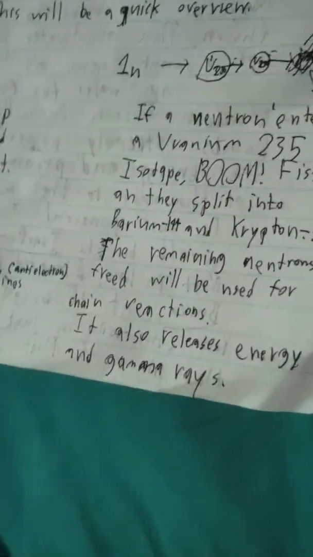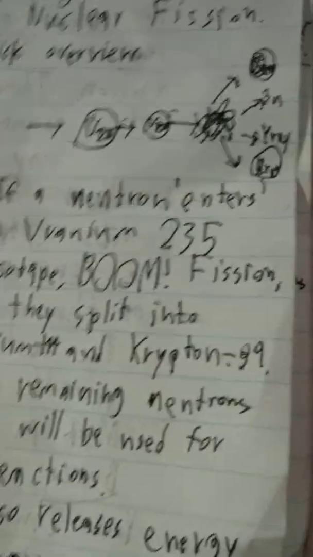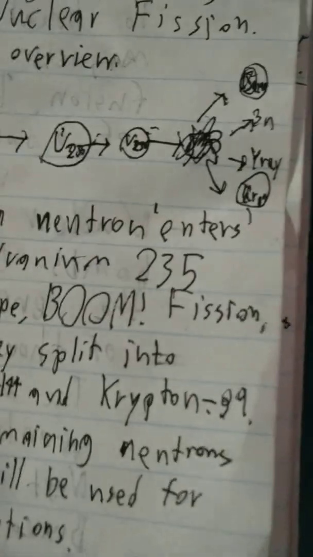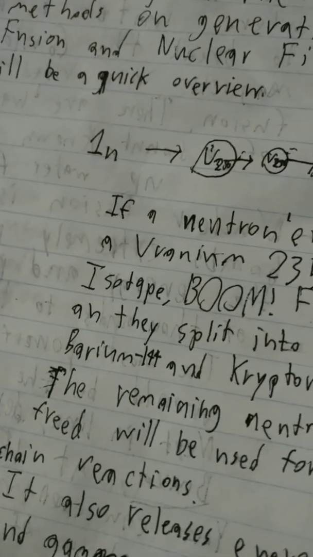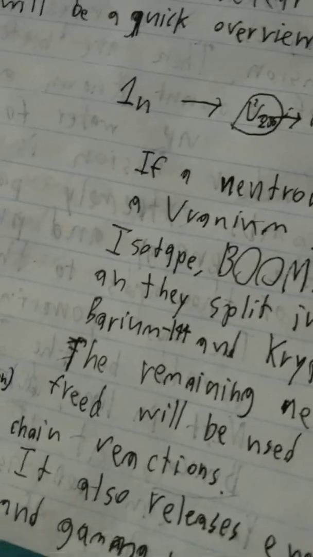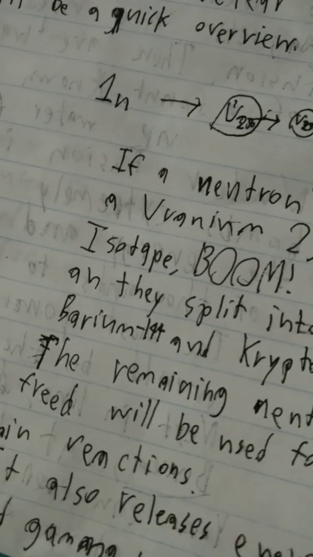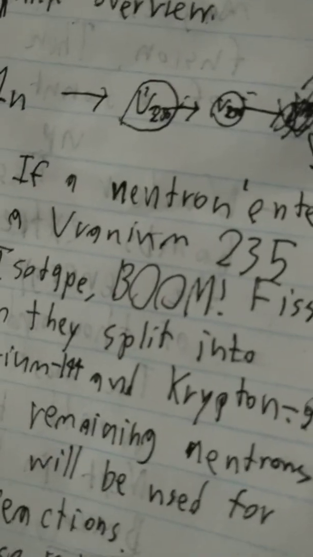The remaining neutrons can also be used for chain reactions, and therefore some materials are known as fissile. Fissile materials are capable of creating chain reactions. Even if a material is fissionable, it may not be fissile, so it does not support chain reactions.